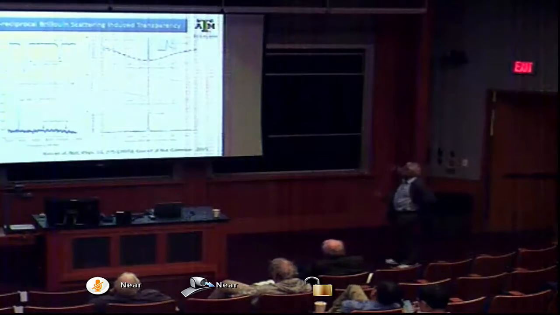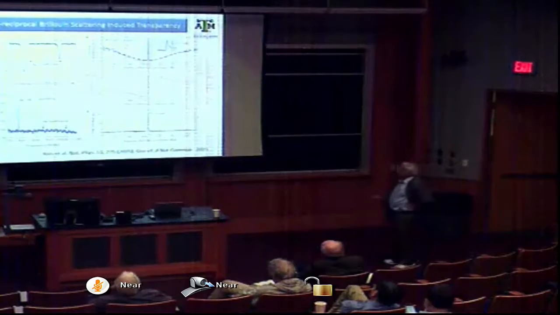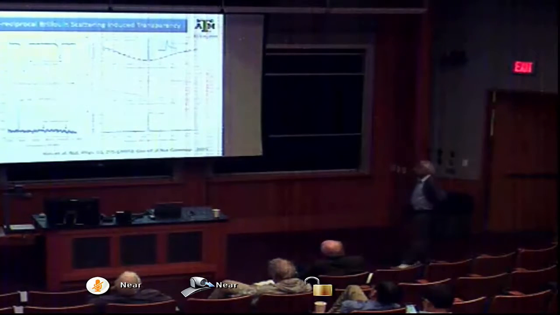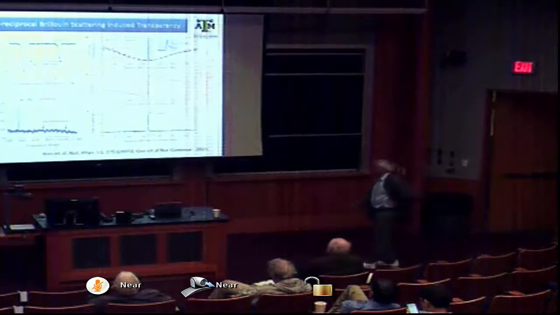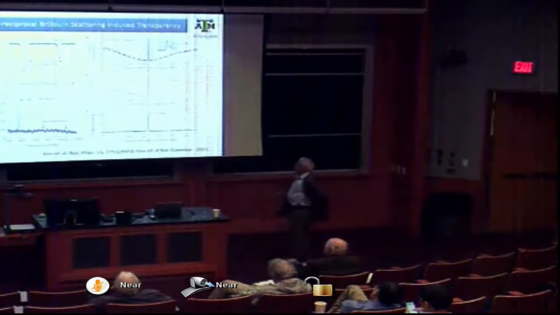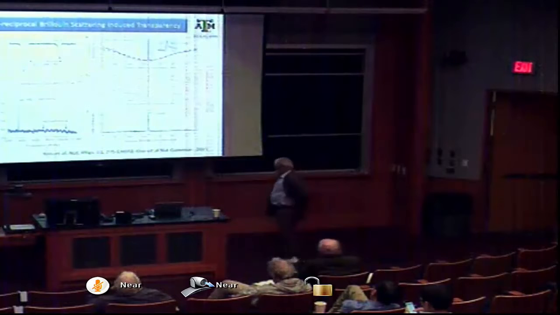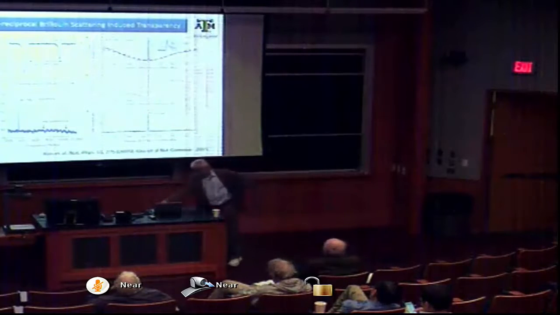And so what you see here in the transmission is this EIT or the transparency peak, just a prediction of those three coupled equations from the previous slide. So this was reported by two different groups, and Kim et al. also reported probe time delay, slow light, and things like that, which are all associated with the EIT.